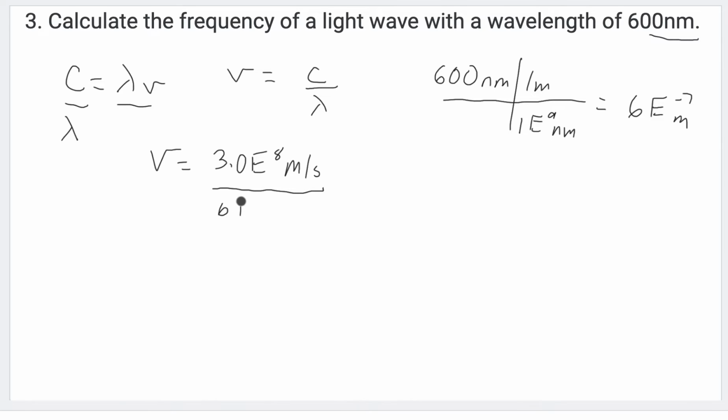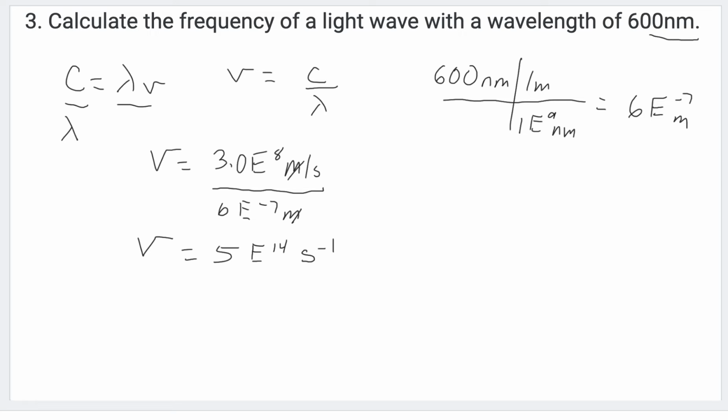So that's going to go down here, 6 e to the negative 7 meters. And if you divide those two, you end up getting 5 e to the, let's see here, 14th. So the frequency equals 5 e to the 14th. And the meters, if you notice, will cancel. It's basically going to give you seconds to the negative 1, which is the frequency unit. All right, so let's do another problem here.